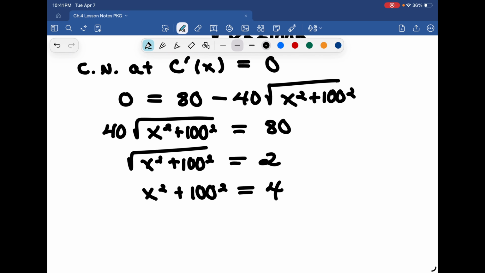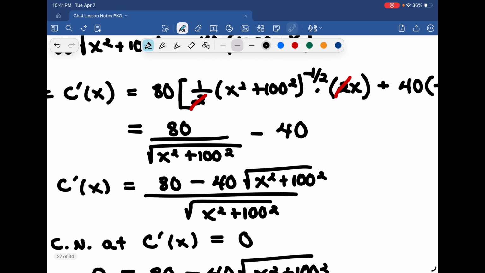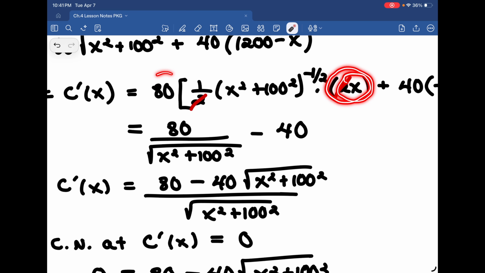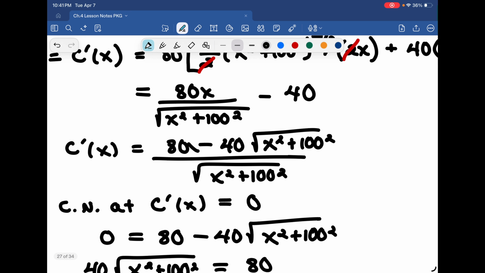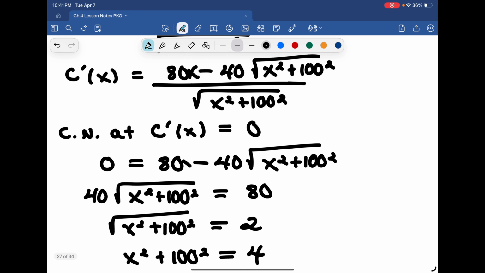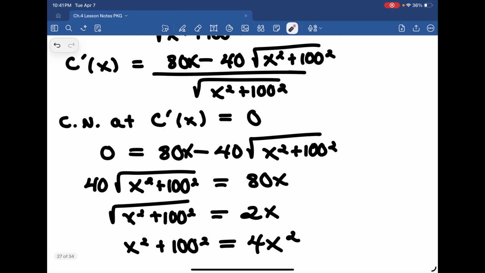And then, just to make sure I have everything right, I'm noticing that there's something wrong in my derivative. Oh, it's this x here. Please include this x with the 80. So I need to have an x here, which means I need to have an x here, which means that I need to have an x here. And so this becomes 80x, which is 2x, which then makes this 4x squared. So please make that correction.